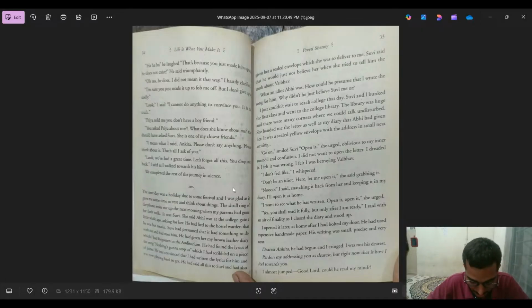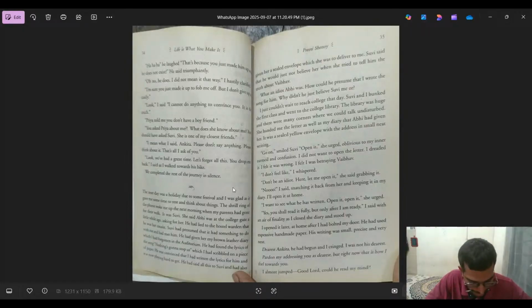The next day was a holiday due to some festival, and I was glad as it gave me some time to rest and think about things. The ring of the phone woke me up next morning when my parents had gone for their walk. It was Suvi. She said Abhi had come to the college gate a little while ago asking for her. He had lied to the hostel warden that he was her cousin. Suvi had presumed that it had something to do with me and met him. He had given her my brown leather diary, which I had forgotten in the auditorium.